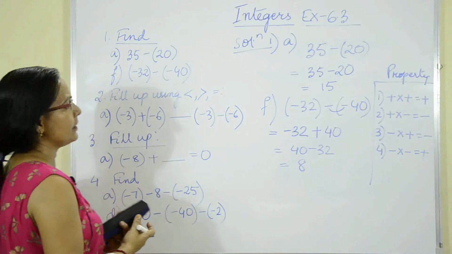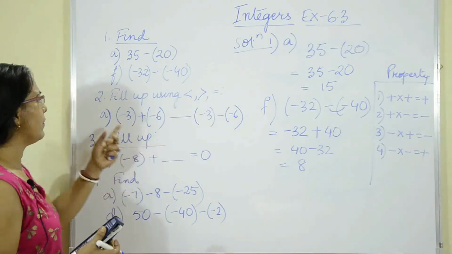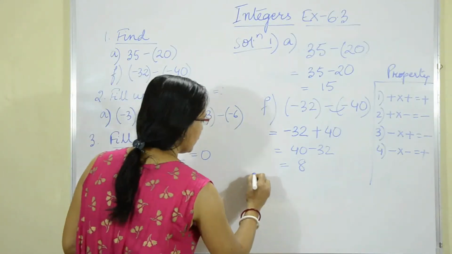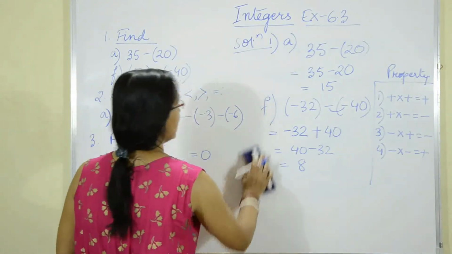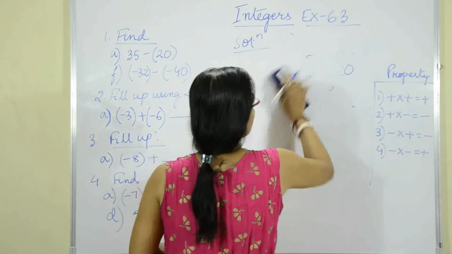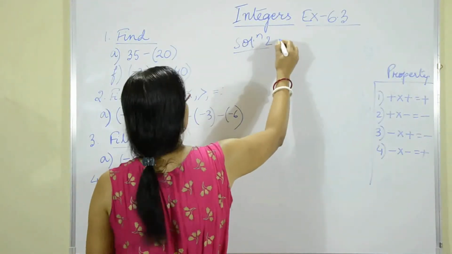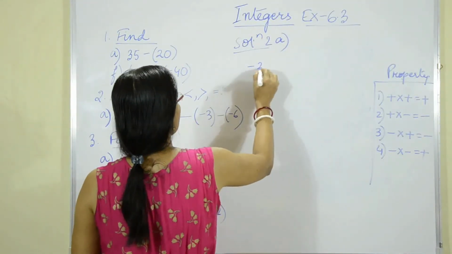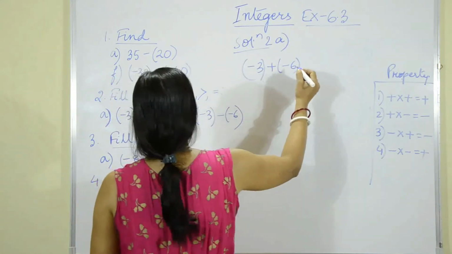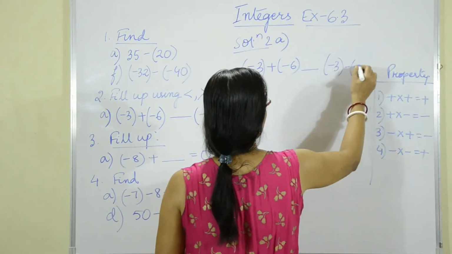Now let us come to number 2. Number 2 is fill in the blanks using less than, greater than or equal to. Now there is a statement given and you will have to do it. Number 2, I have taken A. The question is minus 3 plus minus 6. There is a gap here, and minus 3 minus 6.